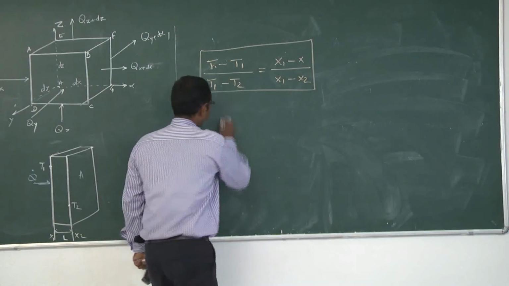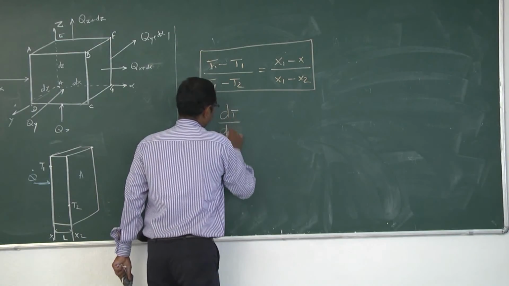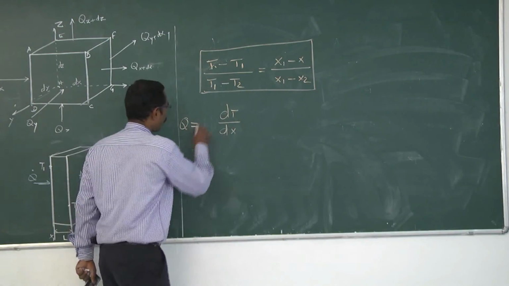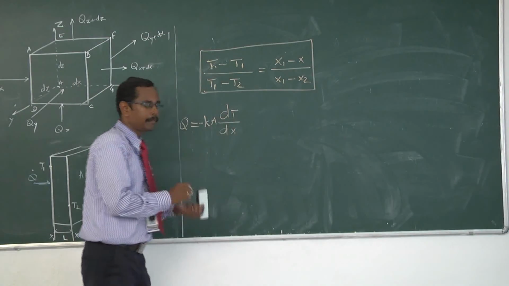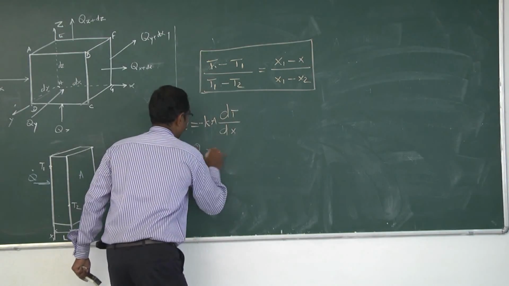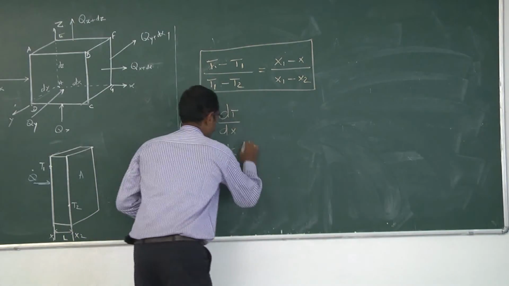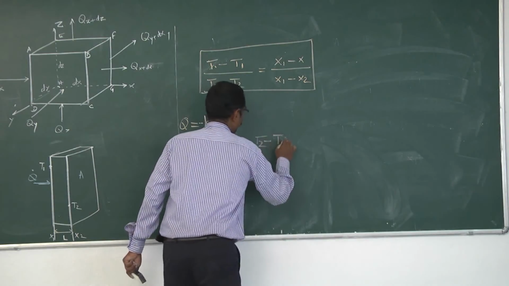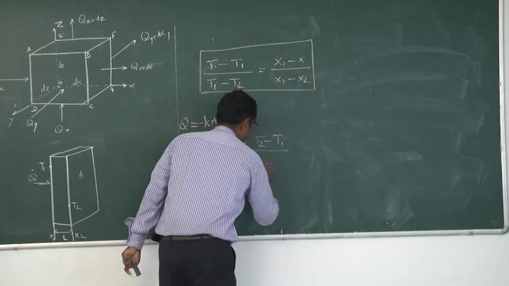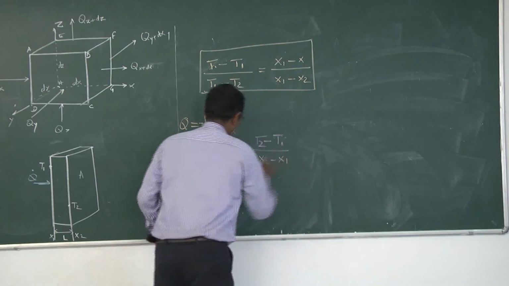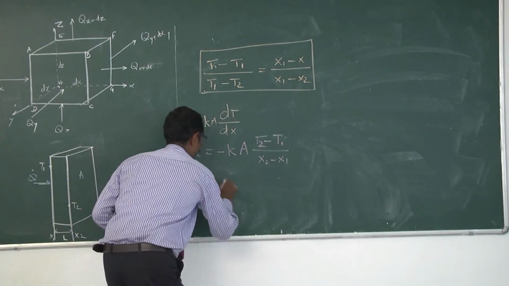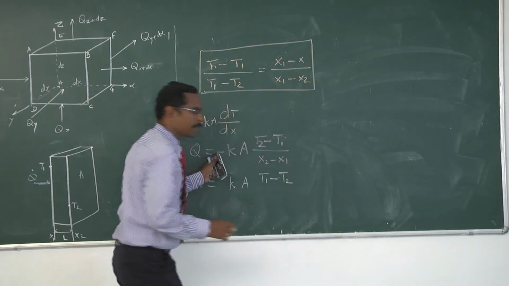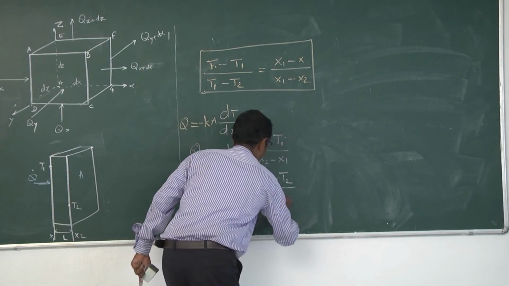And now, we know well dT divided by dx. We know the heat transfer by conduction is governed by the law q equal to minus k into A into dT by dx. Here dT is the temperature difference, that is T2 minus T1, divided by dx, the thickness of the layer, that is x2 minus x1. Now, I can say q is equal to k into A into T1 minus T2, the minus sign being eliminated, divided by x2 minus x1.